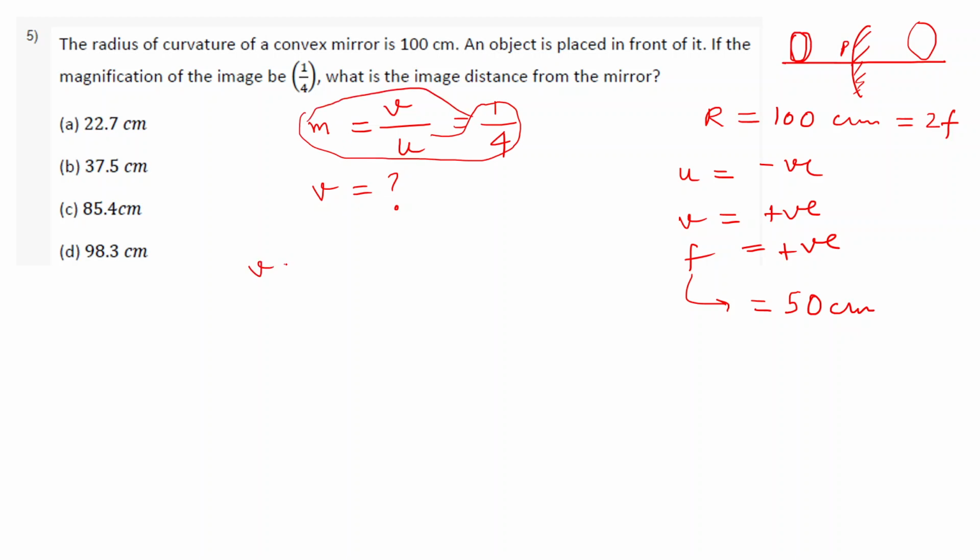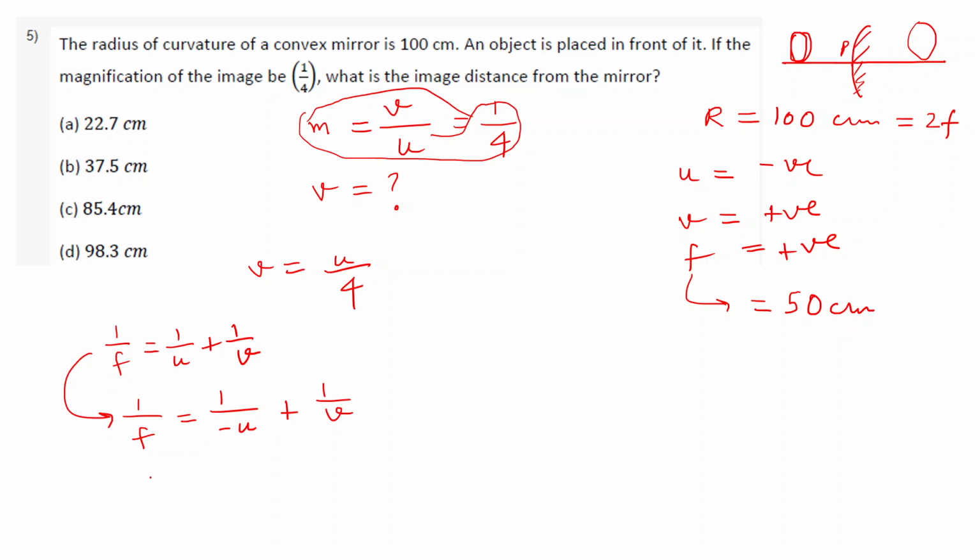And from this relation, we know that V is U by 4. We have to find out V, and the relation between image distance and object distance is this. Now again, going to our mirror formula, which is 1 over f is equal to 1 over u plus 1 over v. But putting our sign convention into this, f is positive, u is negative, so minus 1 over u, v is positive, so it will be 1 over v. So this is my final formula that I can use for my convex mirror.